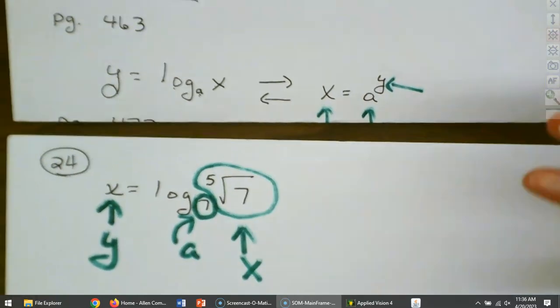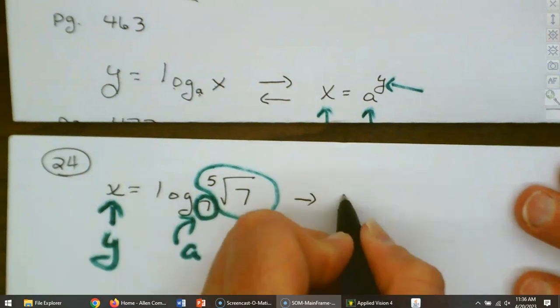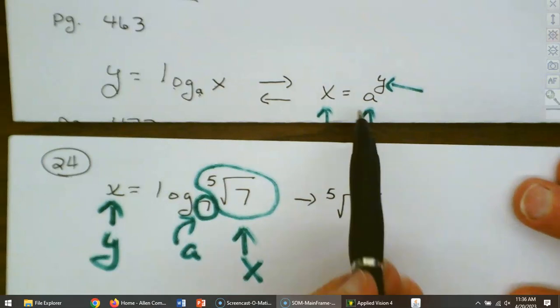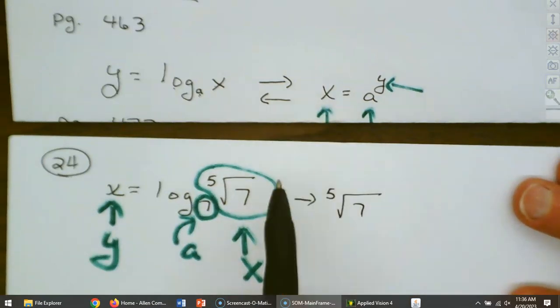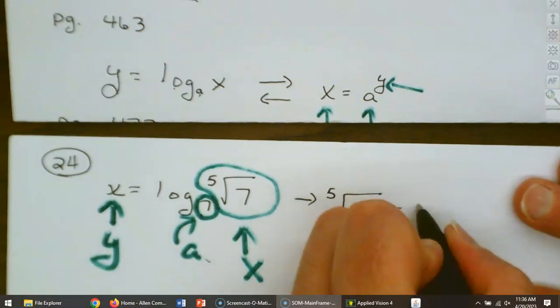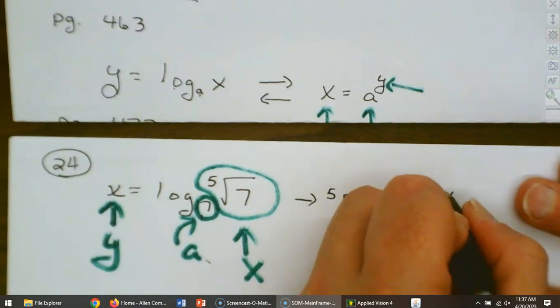Convert it. Let's see what we have. When I convert it, we've got the 5th root of 7. That's our x. There's our formula. So there's our x is going to equal base 7 now. So that's your a, and that's going to be to the x power.